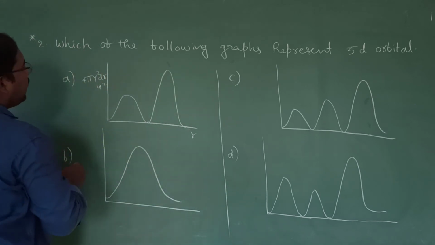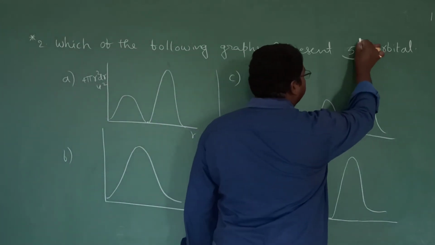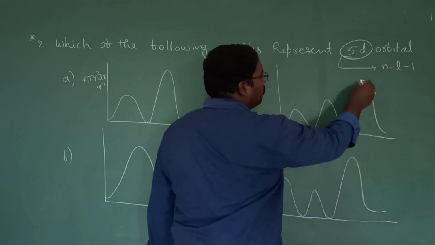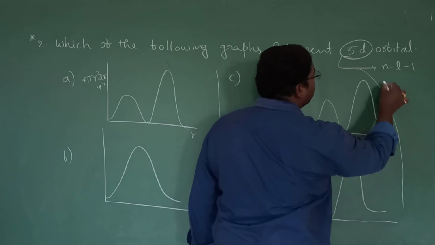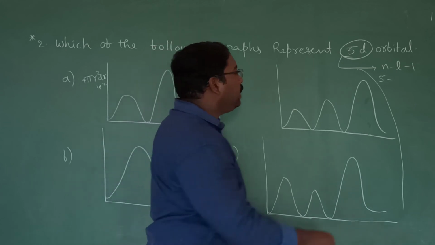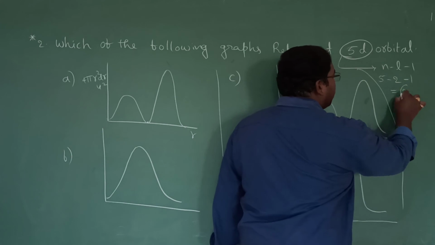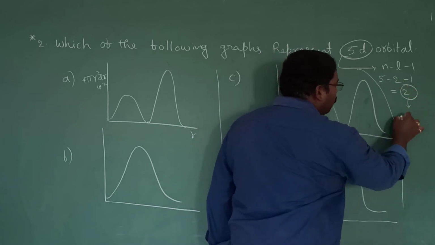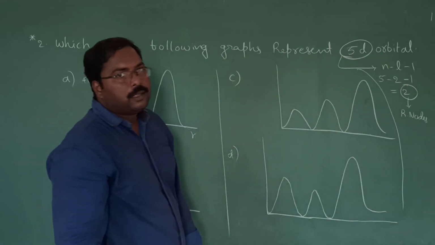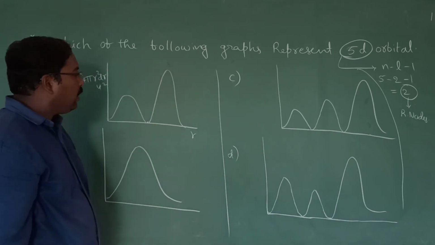This graph represents the number of radial nodes. For a 5d orbital, calculate the number of radial nodes. How much is it? It is n minus l minus 1. The l value for a d orbital is 2, so 5 minus 2 minus 1. So we should get 2 radial nodes. Okay? 2 radial nodes we will get for that particular 5d orbital.